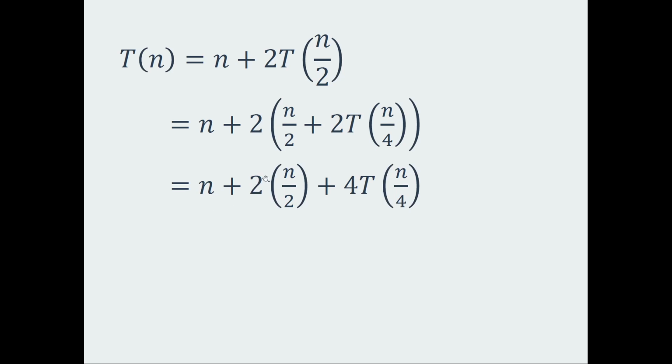So we'll get something like this. N plus 2 times n over 2. That's when we distribute 2 to this term here. And let's distribute 2 to this term here. So that's 4T of n over 4. And now, to continue, we simply have to find out what T of n over 4 is equal to. As you can see here, we now have 4 recursive calls, with each passing a size of n over 4. So what is T of n over 4 equal to?